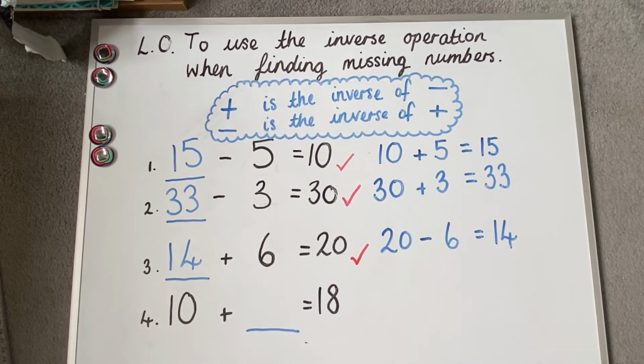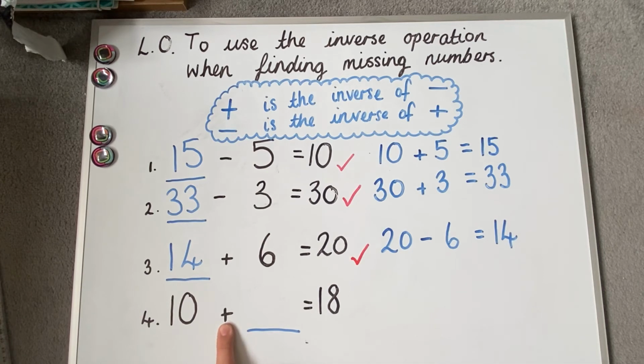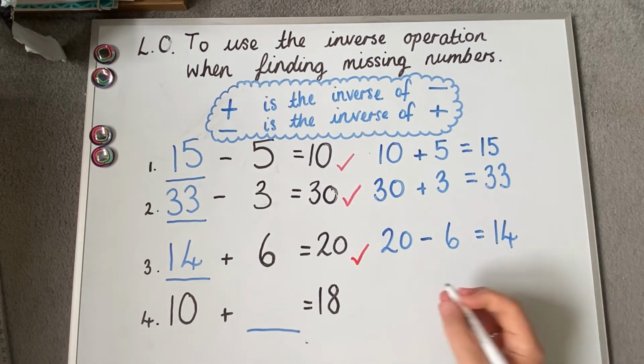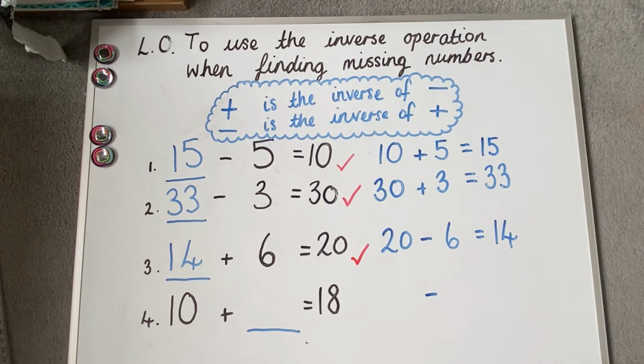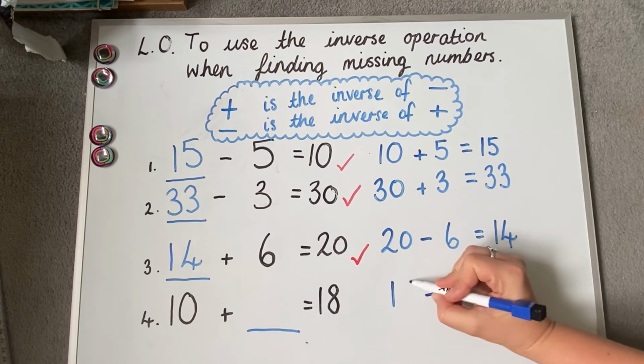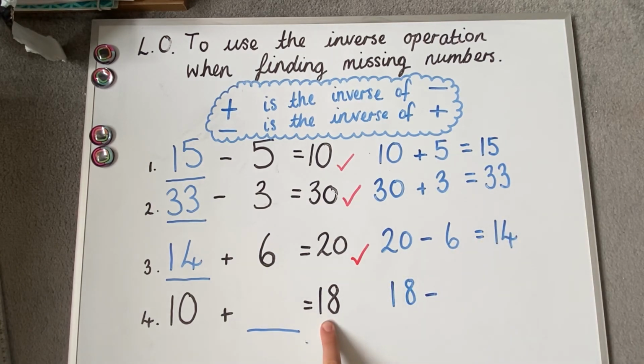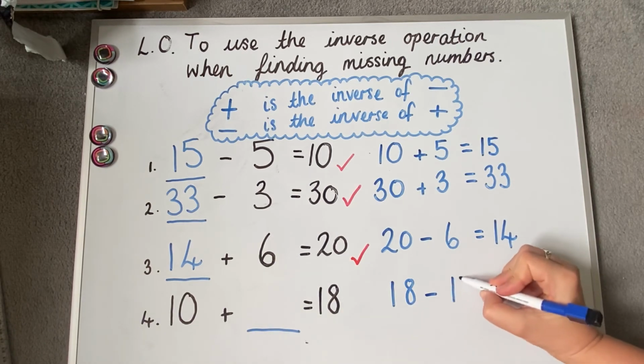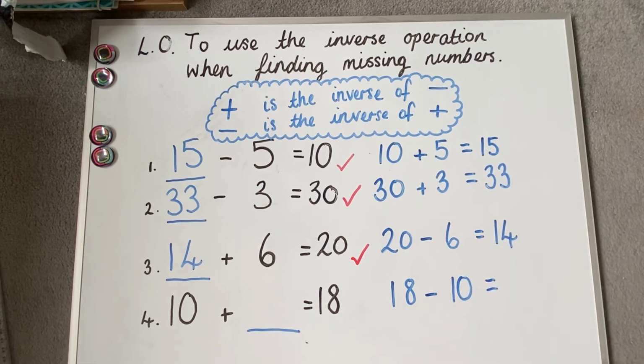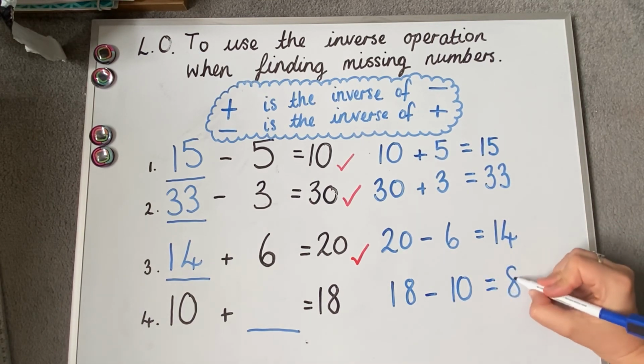Okay, last one. We've got 10 plus something equals 18. What are we going to do? Okay, we know that we need to do the inverse operation, don't we? So it's not going to be adding, we're going to be taking away. What number goes at the start of our taking away sums? That's right, the biggest number. So we've got 18 is our biggest number. So it's 18 take away 10. What's 18 take away 10? That's right, that gives us 8, doesn't it?